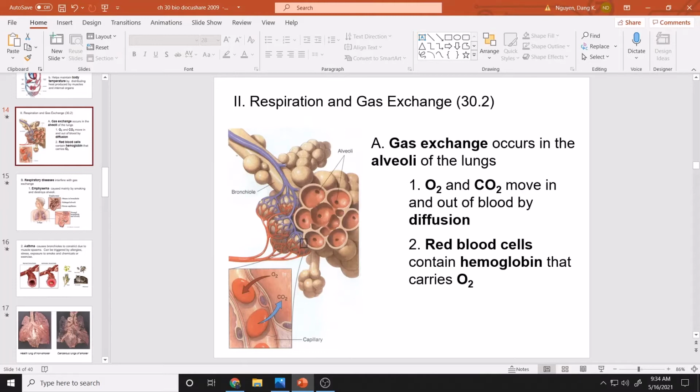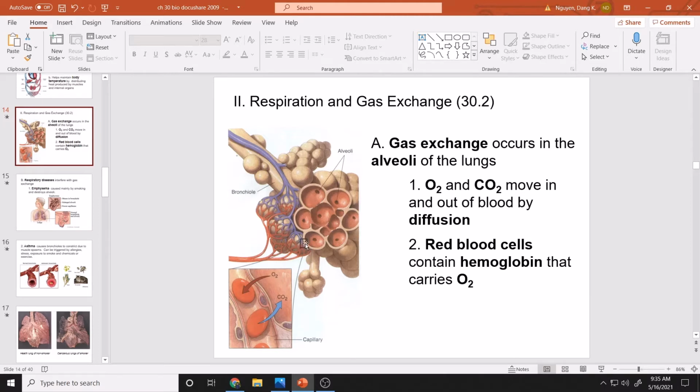So, respiration and gas exchange. This is a model of gas exchange, which occurs in the alveoli. Remember, the alveoli are the tiny little sacs on the ends of the bronchioles inside your lungs. And again, they're clustered like this, so it creates a lot of surface area. And here's a cutaway view of a blood vessel system, capillaries most likely, which are on the alveoli.